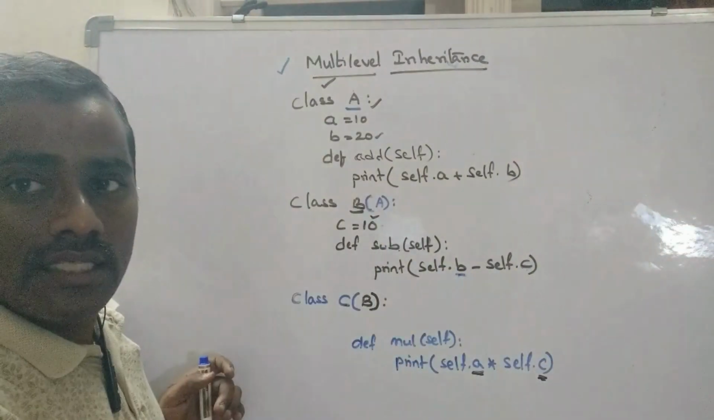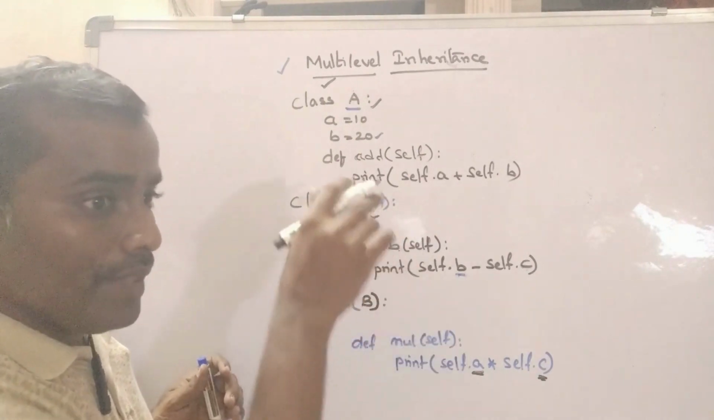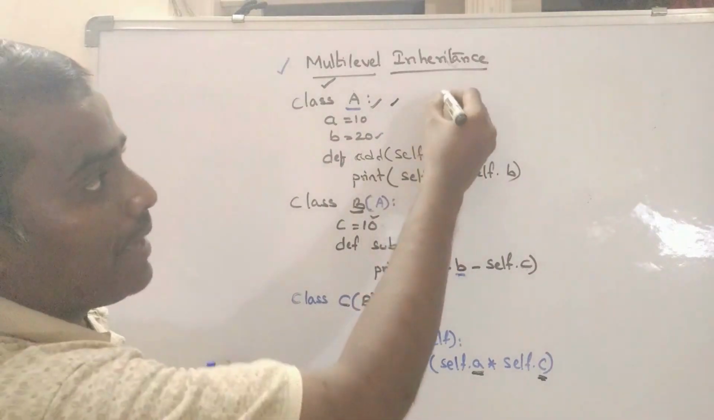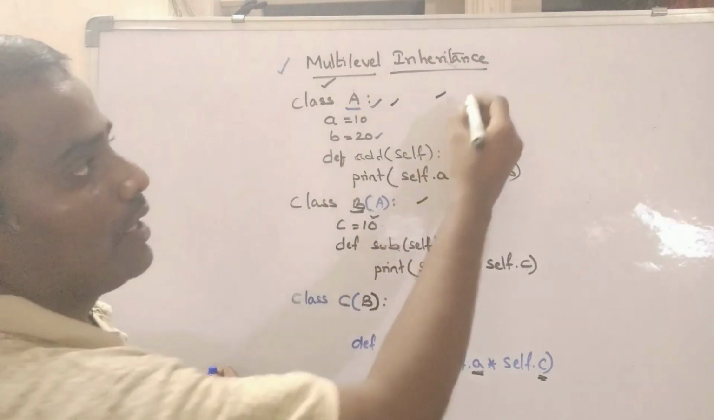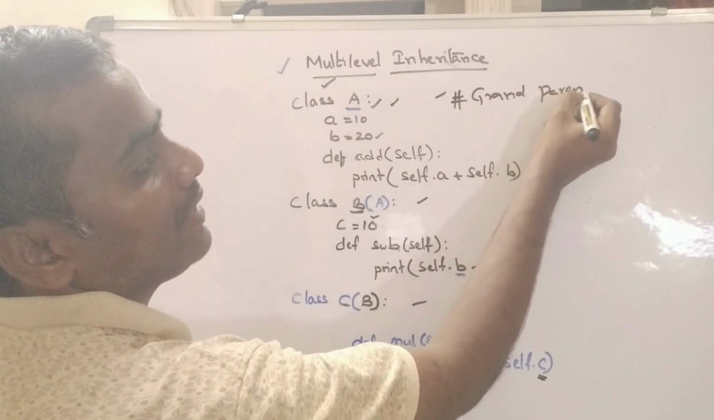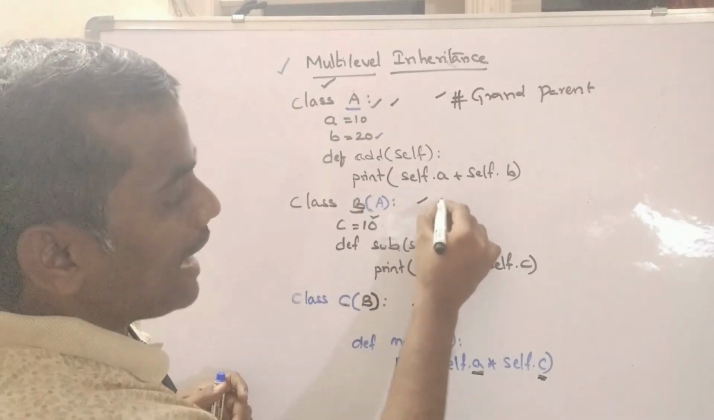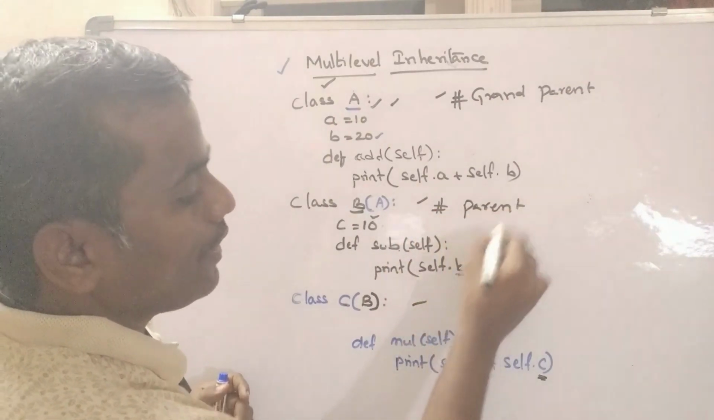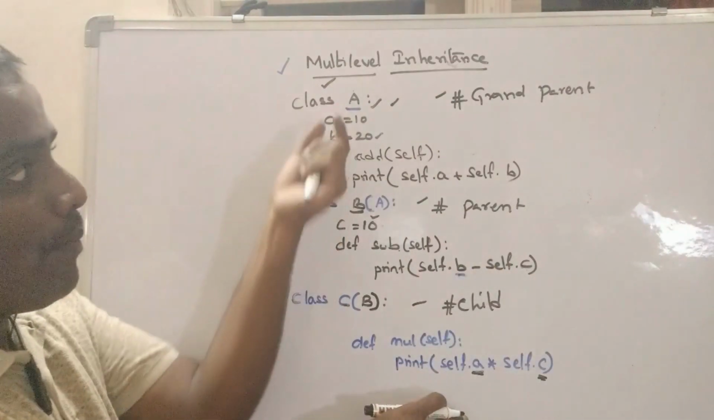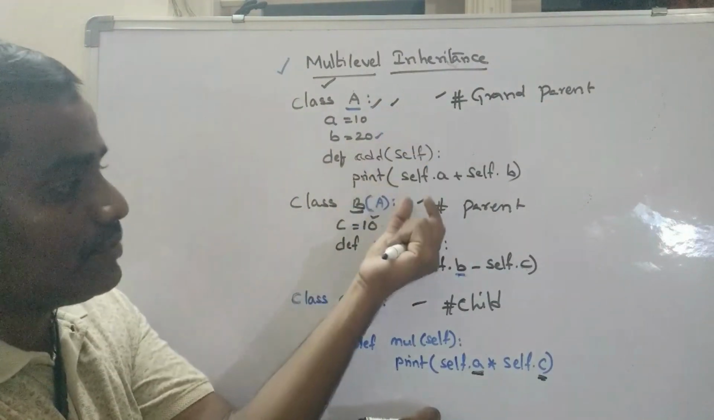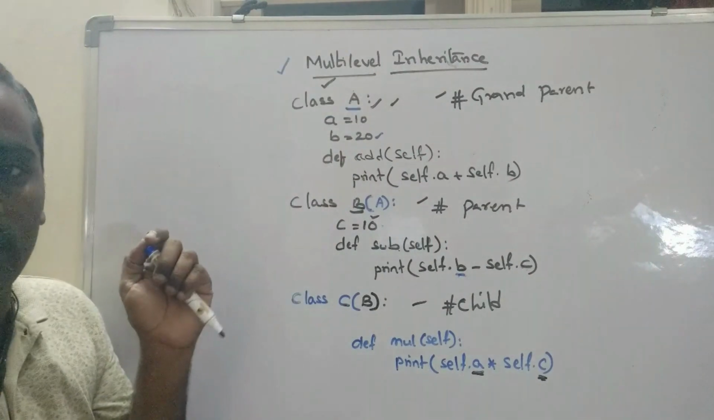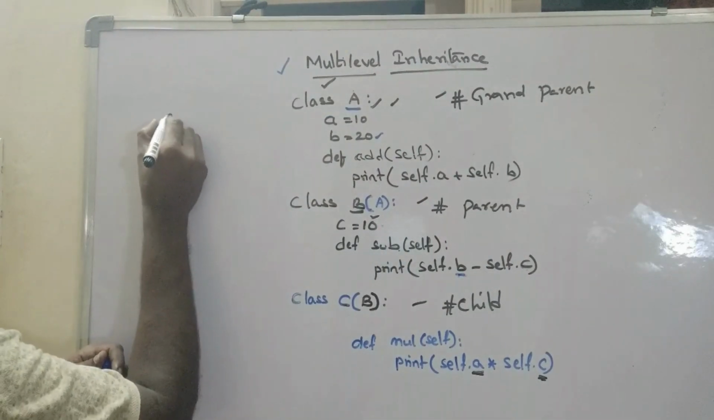In multi-level inheritance, whenever you derive a class from an already existing derived class, we can access the super parent class, meaning the grandparent, parent and child classes. This class is the grandparent of C, this is the parent of C, and this is the child class. Then we can directly access the properties of the grandparent class as well as the parent class in class C. That is the concept of multi-level inheritance. Here I create the object directly for class C.